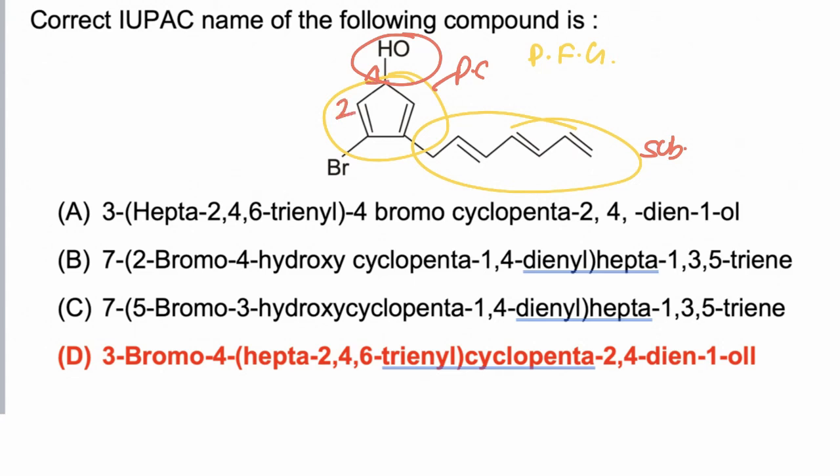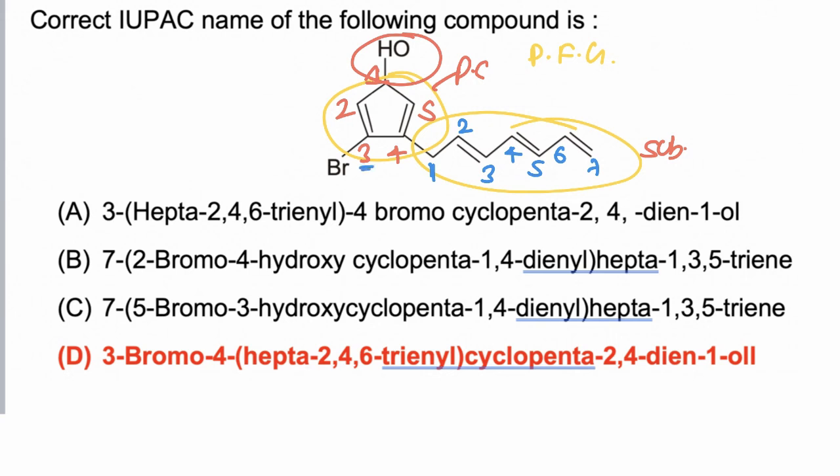Now 1, 2, 3, 4, 5. 5 carbon atoms are present in the main chain. At carbon number 4, a side chain is present, and while writing the name of a side chain, first carbon is given to that carbon by which it is directly attached to the main chain. So the side chain is having 7 carbons, total 7 carbon, so hepta-2,4,6-trienyl. So the name of the side chain is hepta-2,4,6-trienyl.